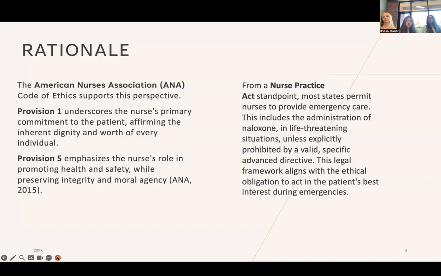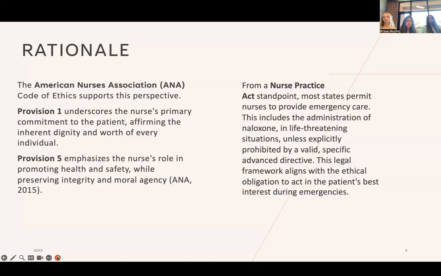According to the American Nurses Association Code of Ethics, it supports this perspective. Provision 1 underscores the nurse's primary commitment to the patient, affirming the inherent dignity and worth of every individual. Also, provision 5 emphasizes the nurse's role in promoting health and safety while preserving integrity and moral agency.